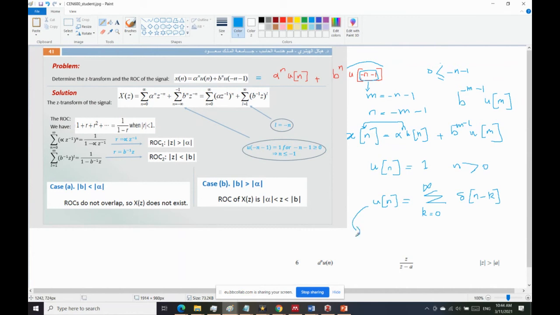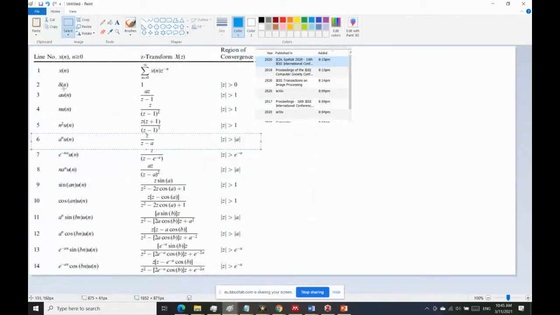Alright, so if we do the Z transform for this one, the Z transform of u[n], we will define what it is, but we did it. It was the sum of ones. The Z transform of u, we proved it actually. We have the table, and the final result is Z over Z minus 1.